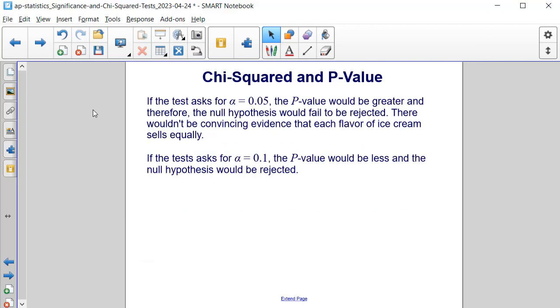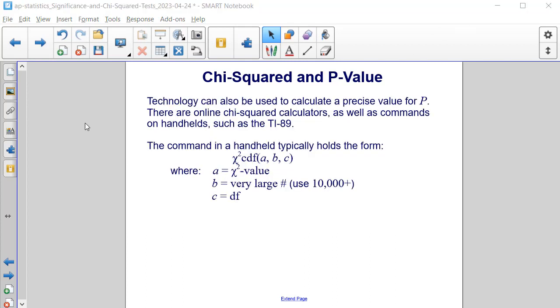If the test asks for an alpha value that is equal to 5/100ths, the p-value would be greater and therefore the null hypothesis would fail to be rejected. There wouldn't be convincing evidence that each flavor of ice cream sells equally. If the test asks for an alpha value of 1/10, the p-value would be less and the null hypothesis would then be rejected. Technology can also be used to calculate a precise value for p.